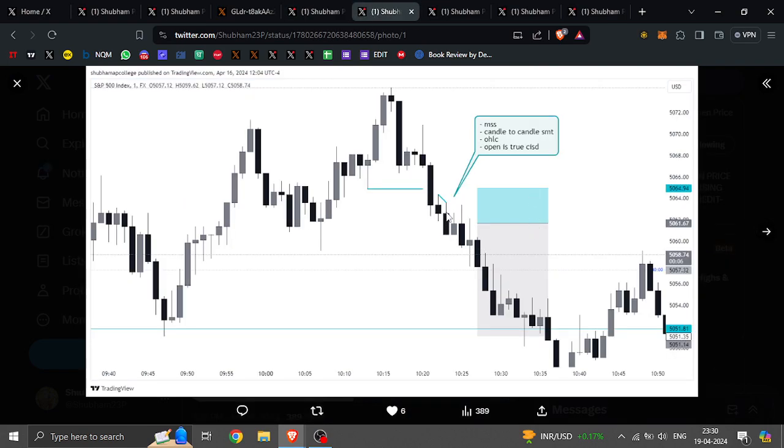Similarly, here you can see this candle to candle SMT after market structure shift. We have an open, high and a low. Open, high, low. Where did I enter? When the candle made a high and was crossing the opening price, I entered when the candle sustained below the opening price for 2 to 3 seconds with my stop loss above the SMT high. As simple as that. There is nothing rocket science in this.